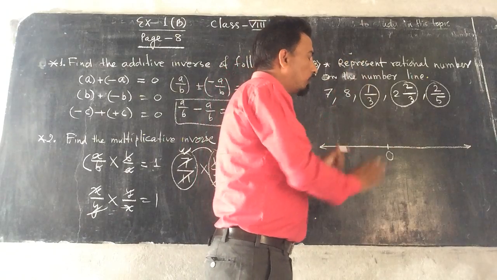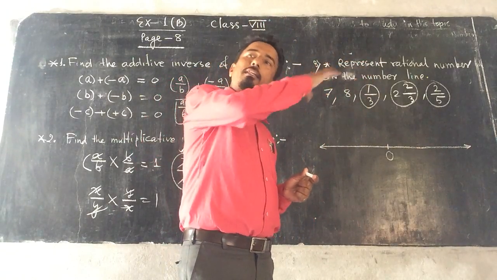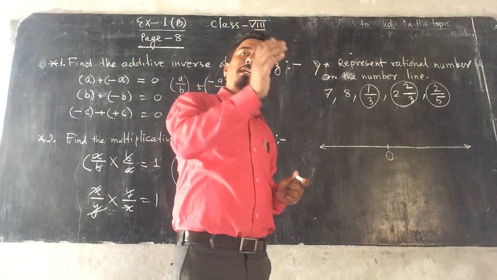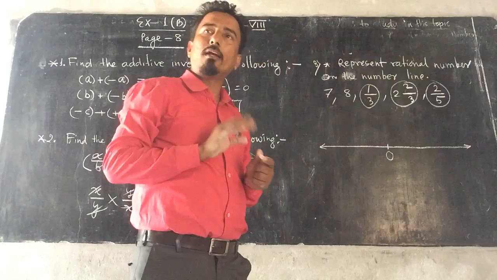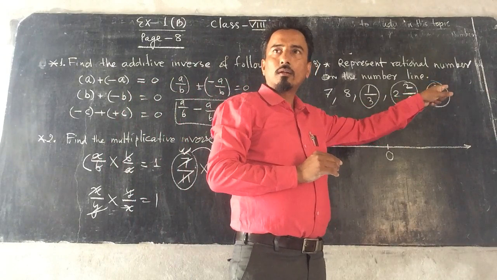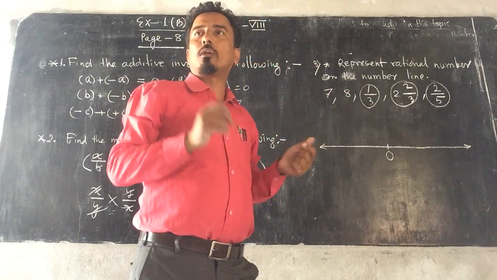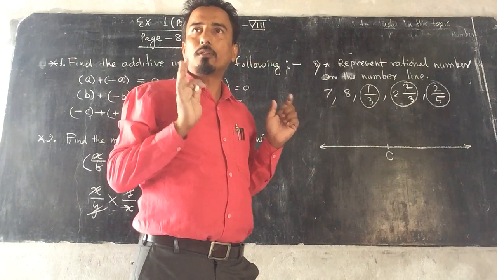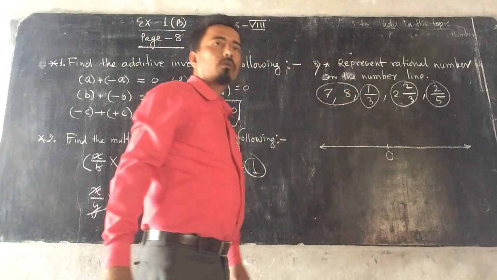I have already told you that it is very easy to represent whole numbers on a number line, but it will be difficult to represent fractional numbers on a number line. So, are these three fractional numbers or whole numbers? Fractional numbers. That also I think you don't know: what is a fraction, what is a whole number? Or do you have the concept? Yes, sir. Okay. These are fractional numbers, these are whole numbers.